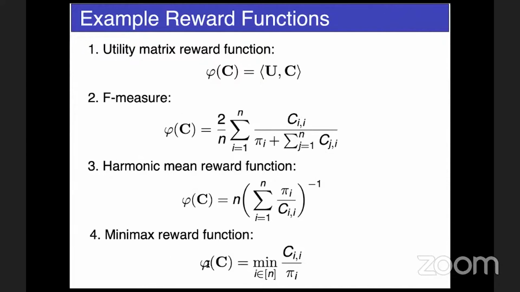There are several examples. Let's just look at the simplest example, which is the minimax reward function. So what does this say? Let's try to understand that. Phi of C is min over i of C_ii by pi_i. So pi_i is basically the fraction of class i instances. For example, in the previous case, we had pi_1 equal to pi_2 equal to pi_3 equal to 1 by 3. That was the situation we were at in the previous example. So what does this tell you? It asks you to maximize the minimum accuracy. And i ranges over the number of classes.